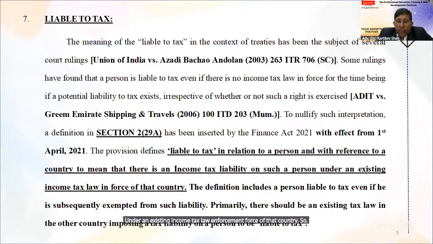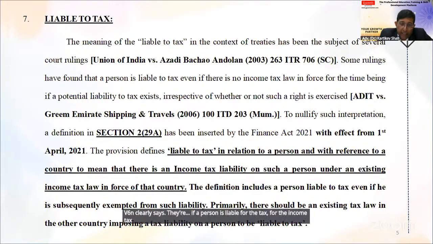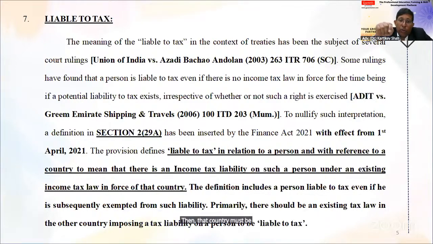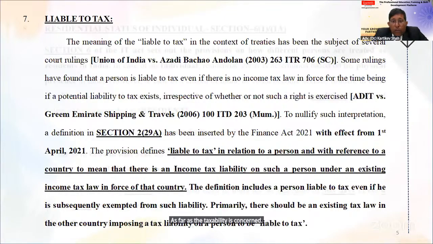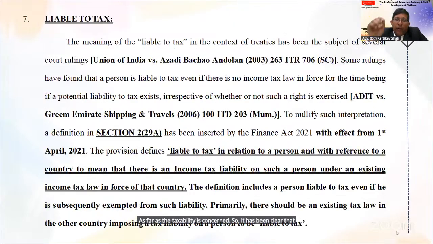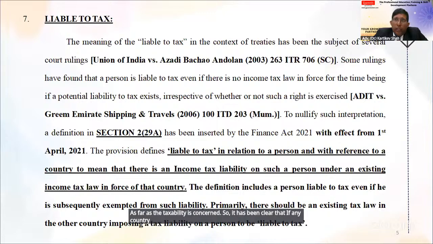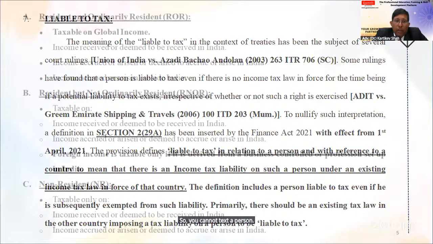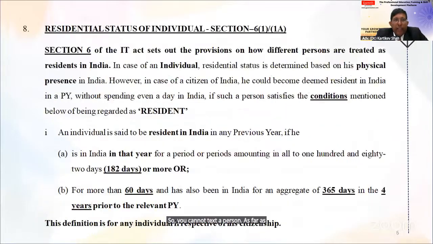So this section clearly says that if a person is liable for income tax in any country, then that country must have an existing income tax law if it wants to tax any person as far as taxability is concerned. So it is clear that if any country like UAE has no income tax law, then you cannot tax a person there, as far as Section 2(29A) is concerned.